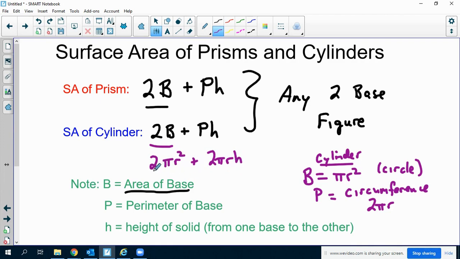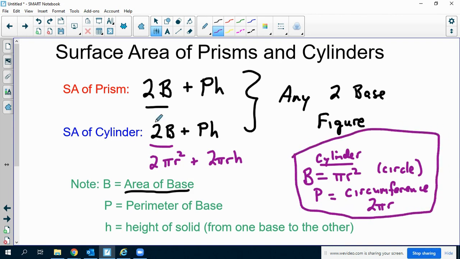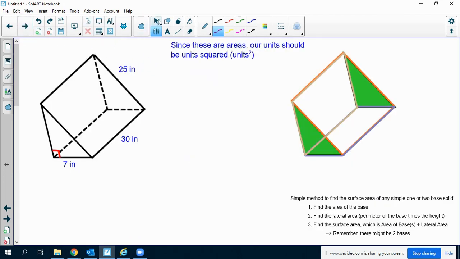But that's a little confusing to memorize. So if you just know these from your past experience and you memorize this formula, you can just sub those in instead of having to memorize more formulas. Then h is the height of the solid. Okay, let's do a few examples.